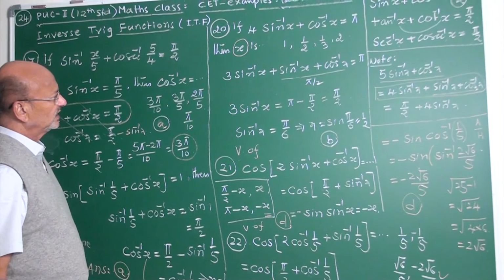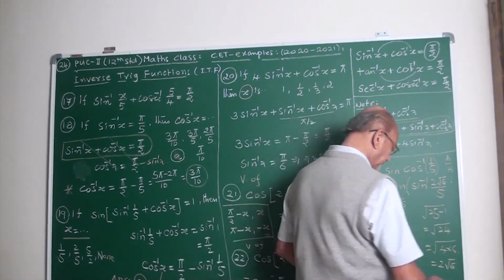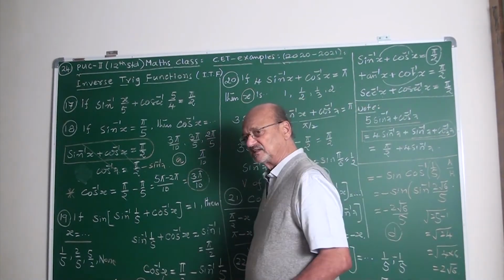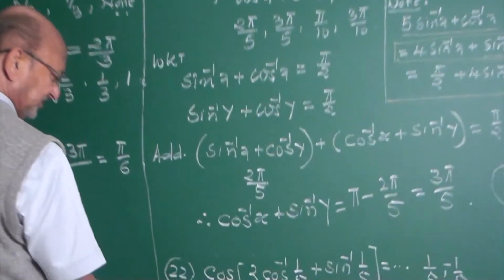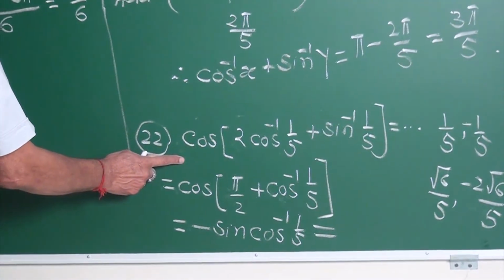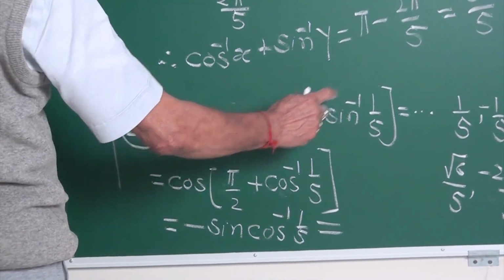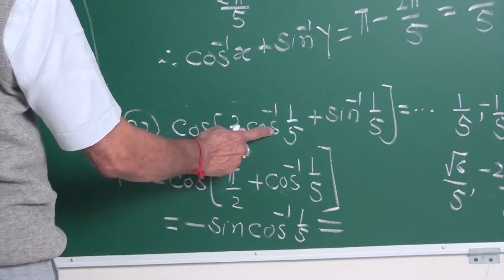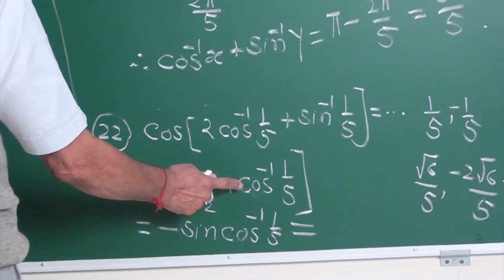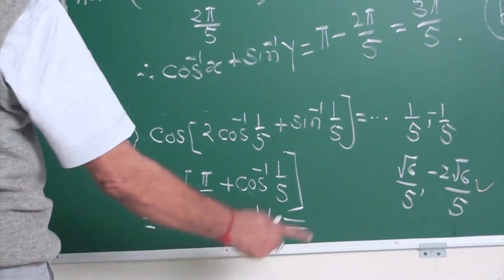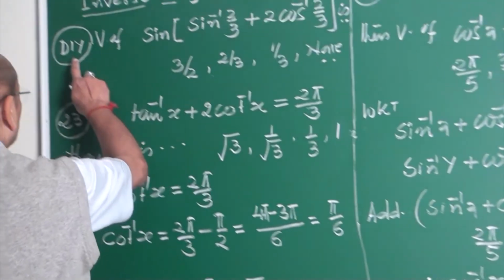Yes, my friend. I will do another one. So the next example is, my friends, I have completed this type of example, which is cos of 2 cos inverse 1 by 5 plus sin inverse 1 by 5 equal to dash. Cos inverse plus sin inverse is pi by 2, plus 1 less. You know the method, everything. So what is the answer? Now the same type, you do it yourself.